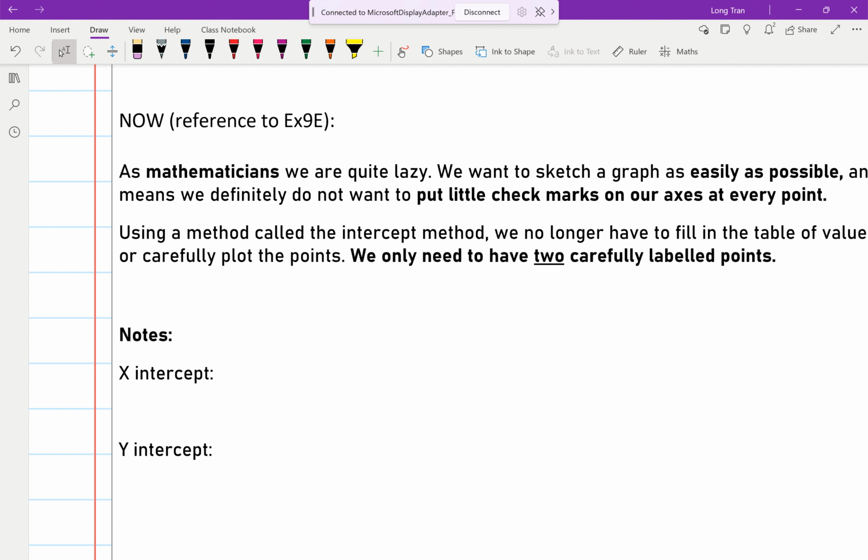And I'm going to guide you how to do that. Okay? Now, these are the notes. So under your notes here, see how it says notes, x-intercept, y-intercept? This is what I want you to write for each one. So, as mathematicians, we are quite lazy, okay?